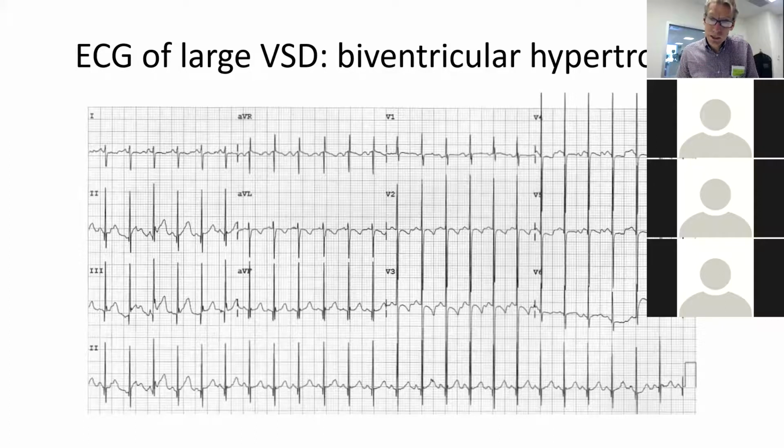So therefore this child has left ventricular hypertrophy and right. Left and right, so biventricular hypertrophy. That's what you often get when you've got a large VSD, because there's a lot of blood going across the ventricular septum. The left ventricle has to do more work because it's got to pump more blood out the aorta, and the right ventricle has to do more work because it's got a large volume load. So you get biventricular hypertrophy with a large VSD typically.